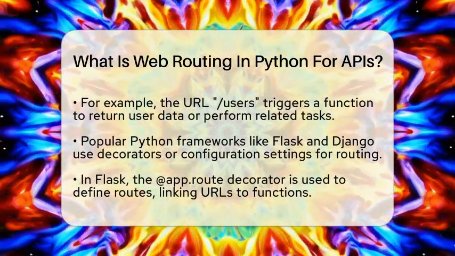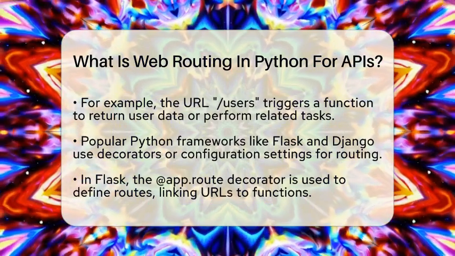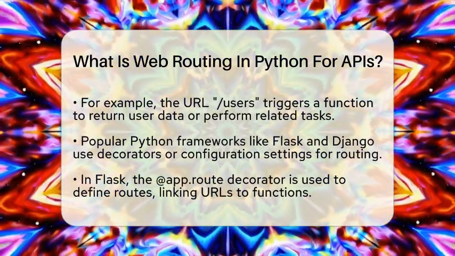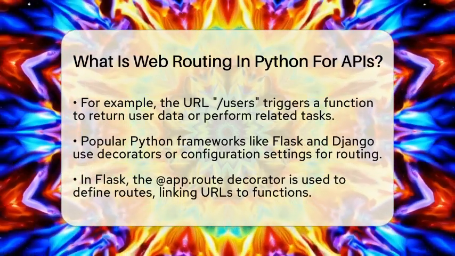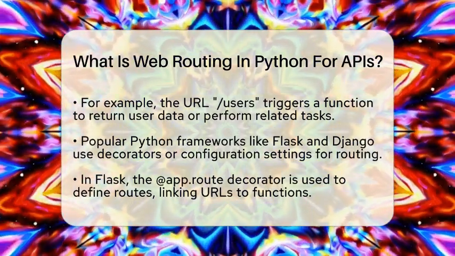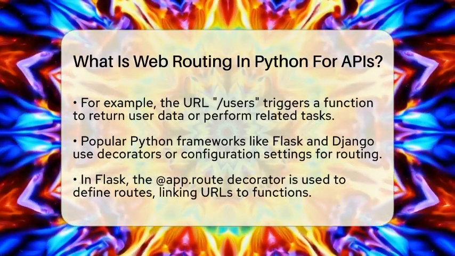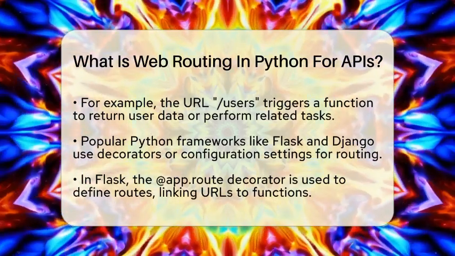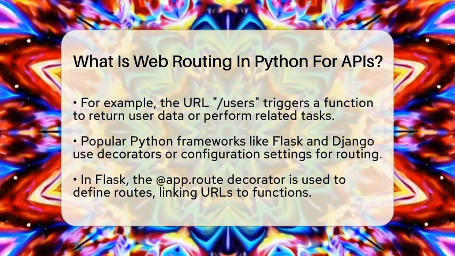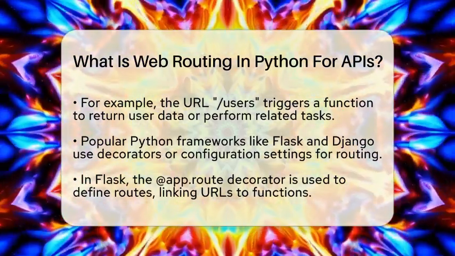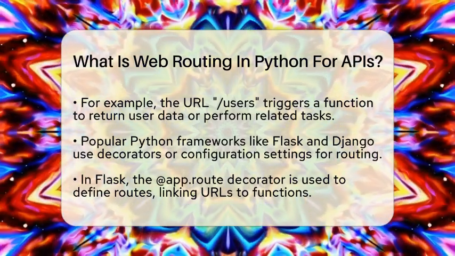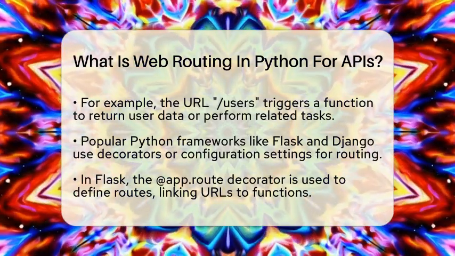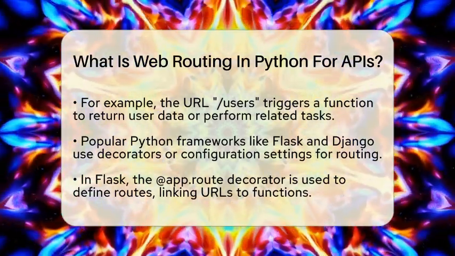For example, if a client requests the path, the routing system will call the Python function linked to that path to either return user data or perform related tasks. In popular Python web frameworks like Flask and Django, routing is set up using decorators or configuration settings. In Flask, you can use the app.route decorator to define a route. For instance, if you write app.route('/path', methods=['GET']), it tells Flask to call the function that handles the request whenever someone makes a GET request to the path.